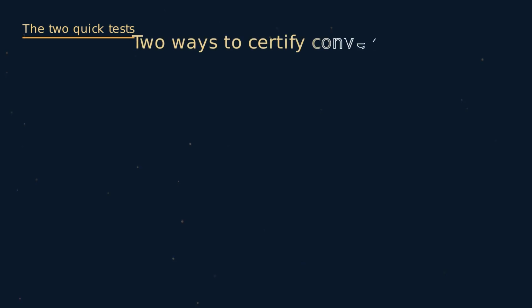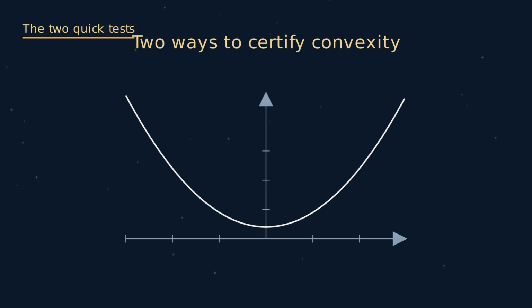Checking Jensen's inequality by hand for every pair of points would be exhausting. If the function is differentiable, there are 2 much faster tests. First, the tangent test. Draw the tangent line at any point of a convex curve. It always lies below the graph. The tangent is a global underestimator. Slide the point where it touches. No matter where, the tangent stays underneath. That's the first-order condition. The graph never crosses below its own tangent.